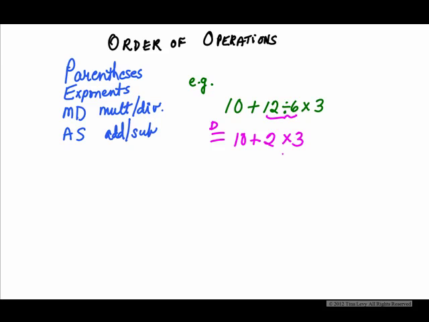Now we see that we have multiplication, so I'm putting an M here for multiplication, and we're doing 10 plus 2 times 3 is 6, and finally our answer, adding everything, is 16.